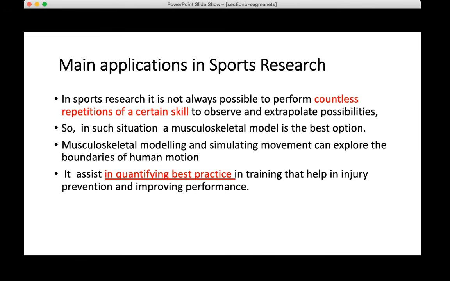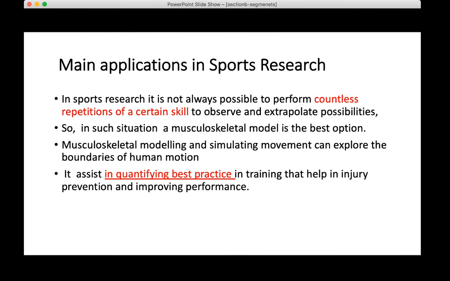Okay, so musculoskeletal modeling and simulating movement can explore the boundaries of human motion. Boundaries mean how far we can enhance his performance, and how much we can increase his range of motion without causing injury. So this is very crucial.